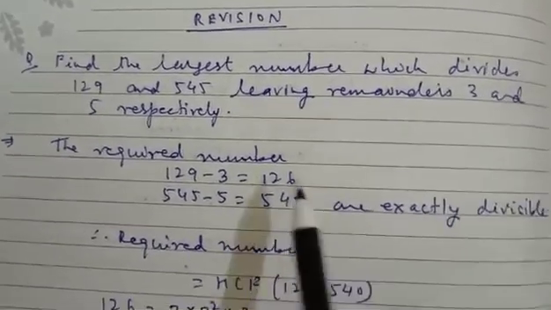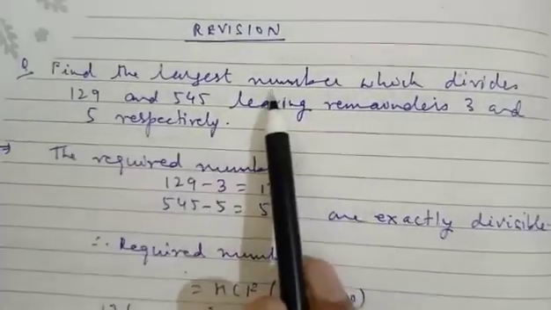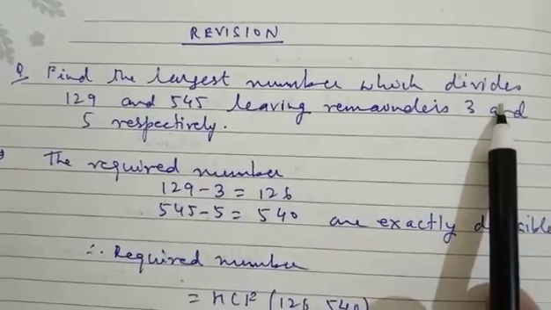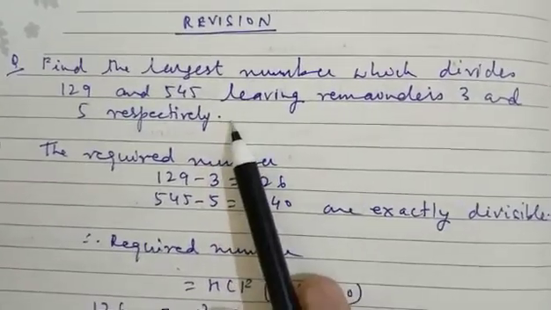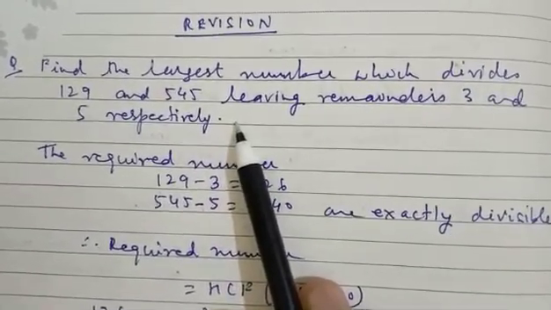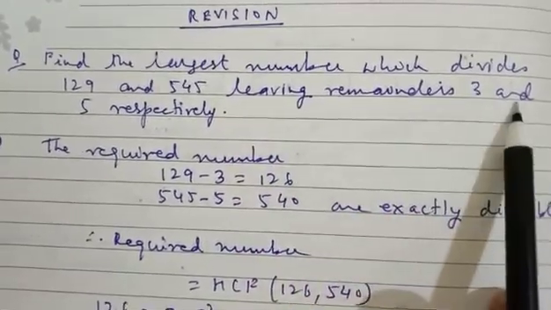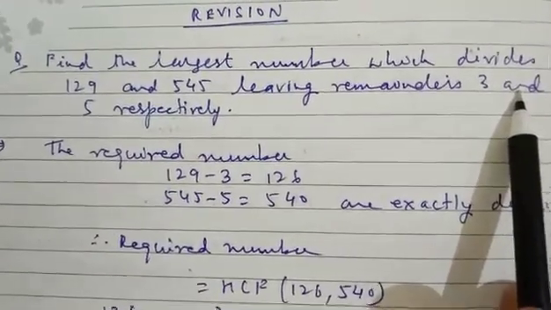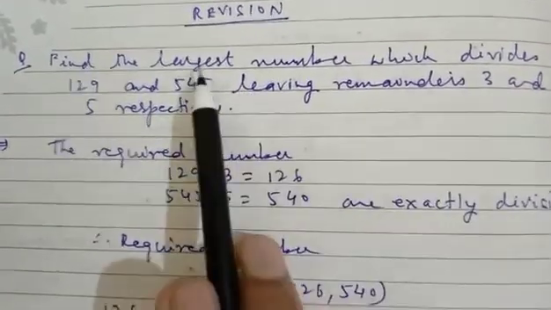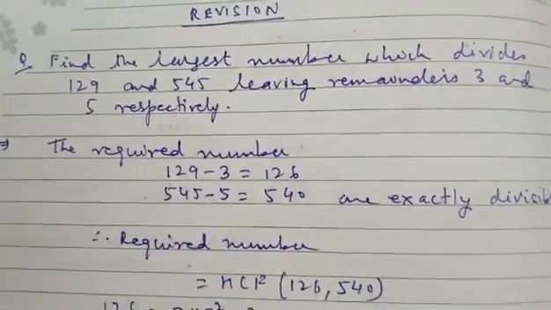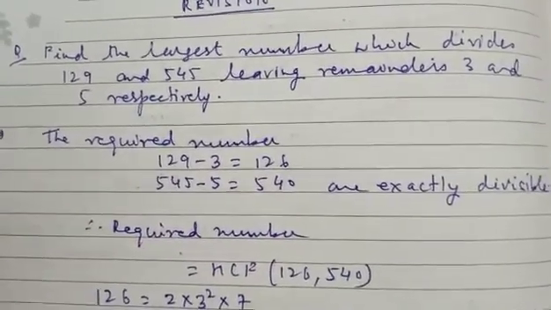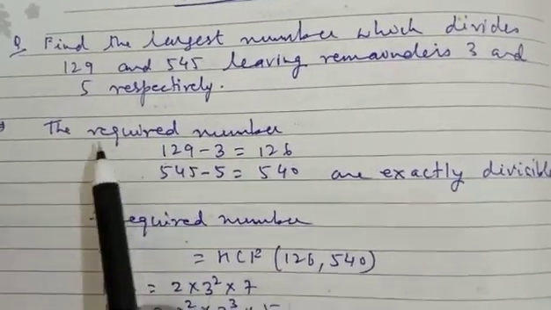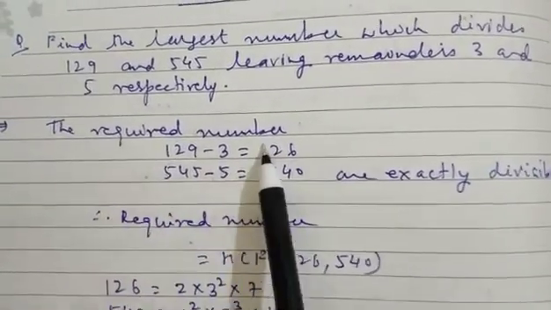And the first question is, find the largest number which divides 129 and 545, leaving remainders 3 and 5 respectively. Now, in this question, we have to find out the largest number. So that means we have to go for the HCF. Now, how to proceed? The method is the required number.